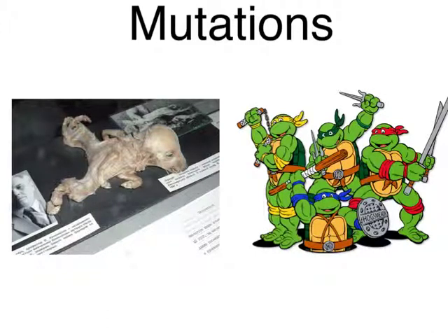So first of all, the definition of mutation is as follows. It's a change in the normal DNA sequence of an organism. That's it. That's what the definition of a mutation is. It's a change to the normal DNA sequence of an organism. There are various types of mutations that we're going to look at in this lesson. Let's move to the first one.